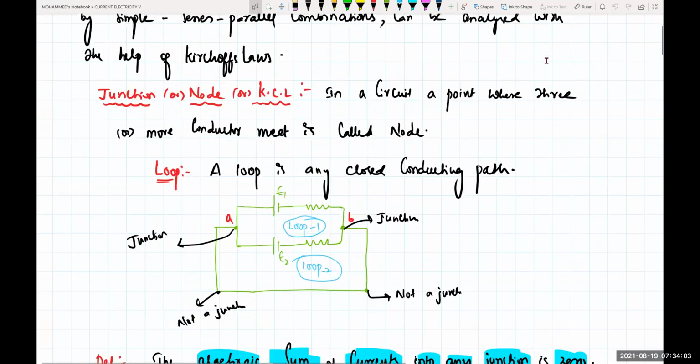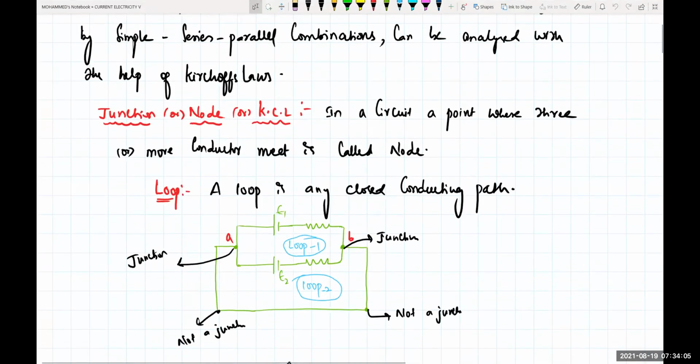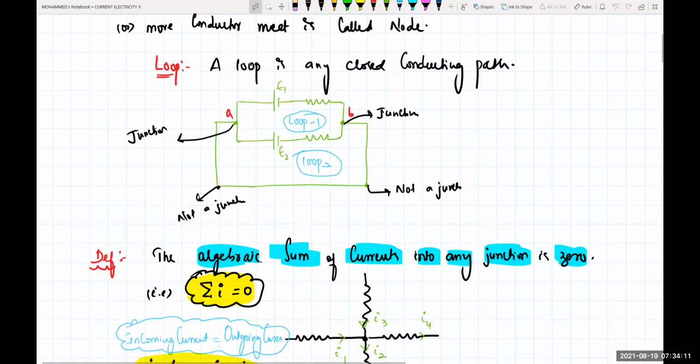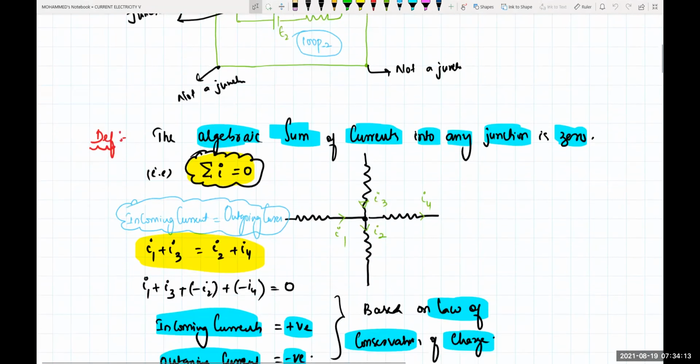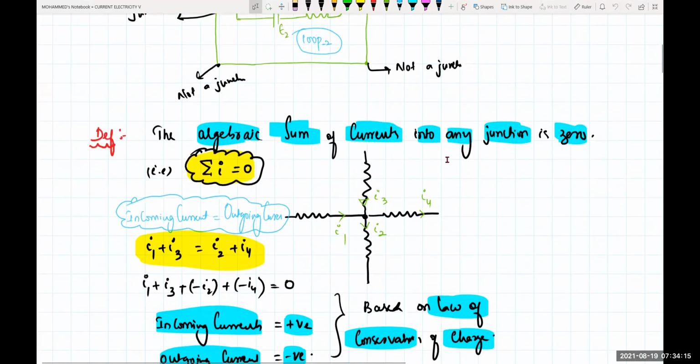Kirchhoff first law is also known as your Kirchhoff's current law. Also known as what? Kirchhoff's current law. Also known as your junction law. First law is also known as junction law or current law. The algebraic sum of the currents at any junction is equal to 0.